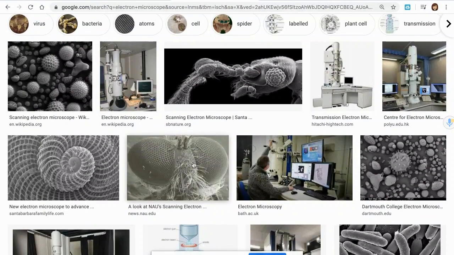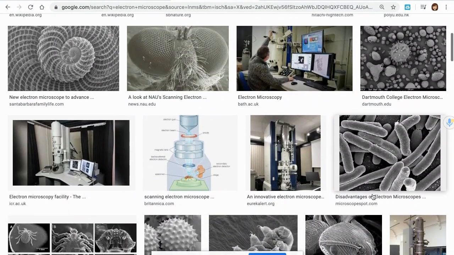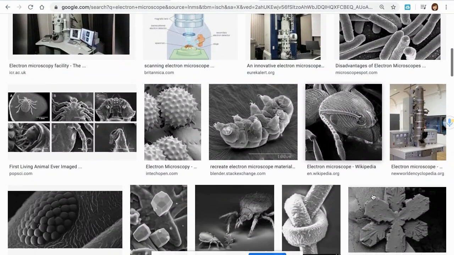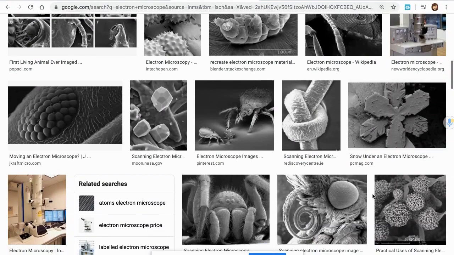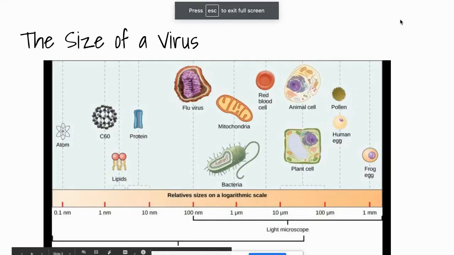So there are some fly eyes there. There you have some rod-shaped bacteria. They're very expensive, and they're honestly very cool. Probably when you're in college, you might get a chance to use one in your biology class. But that is what you would use to observe a virus.